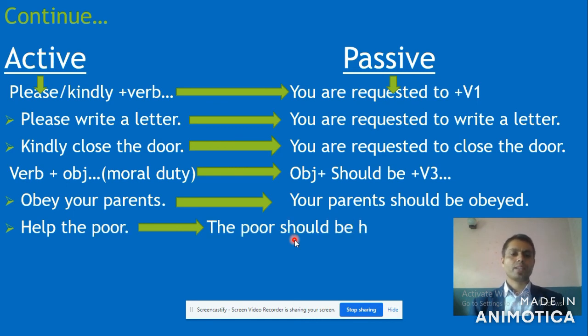My dear student, now look at the next one here. Help the poor. The poor should be helped. Our culture, our ethics, and humanity say you have to help the poor. So this is also about moral duty, and you have to follow this structure. The poor is the object. The poor should be helped. From this, should be plus verb 3. Help becomes helped, the past participle form of the verb.